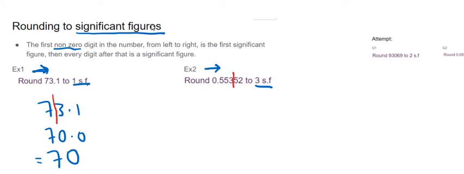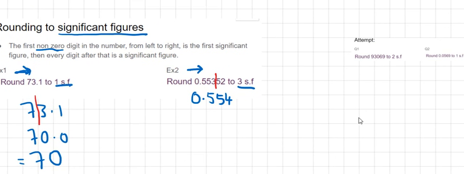And remember the rules again. If the number after the line is 5 or more, then the number before the line goes up by 1. If not, then the number before the line stays the same. So this number after the line is actually 5 exactly. So that means that the 3 in front of the line will go up by 1. So it's going to turn into 0.554 because the 3 turns into the 4. So that's it, rounded to 3 significant figures.